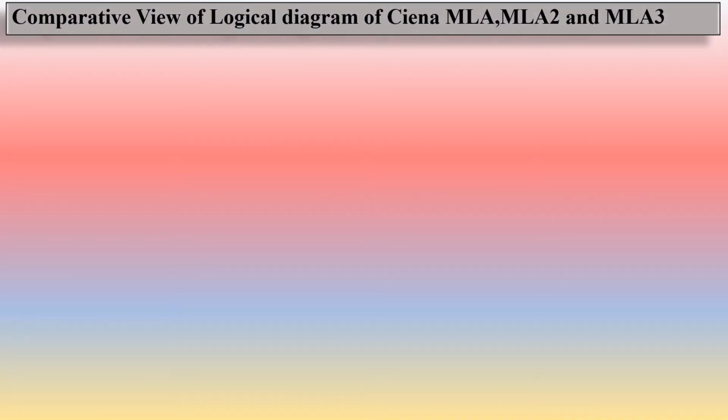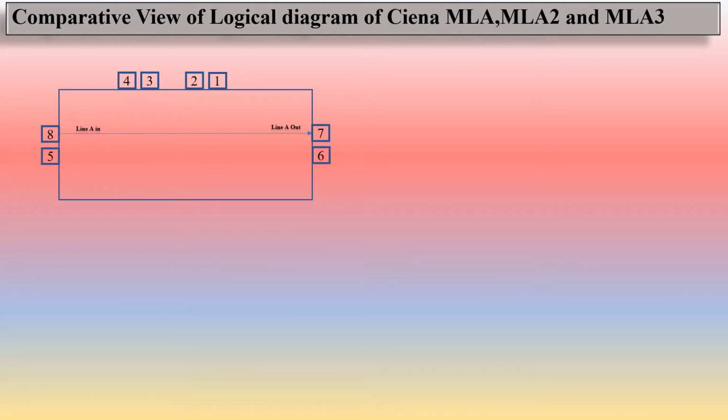This is the comparative view of the logical diagram of Ciena MLA, MLA2 and MLA3. You can see here port numbers 1, 2, 3, 4, 5, 6, 7, 8. Ports 8 and 7 belong to line A: port 8 is the line A input, and port number 7 is for line A output. In the same way, port number 6 is for line B in, and port number 5 is for line B out. This port is for OSC A out, and this port is for OSC B in. This is the input port and output port for line B, and this is the output port for line A.